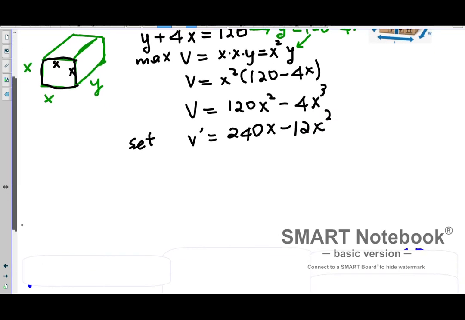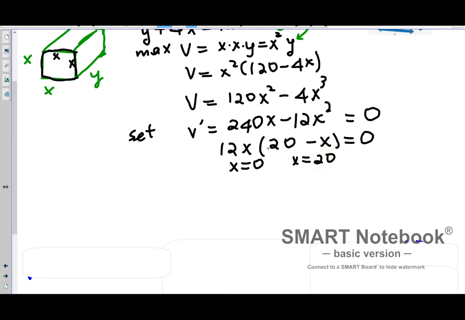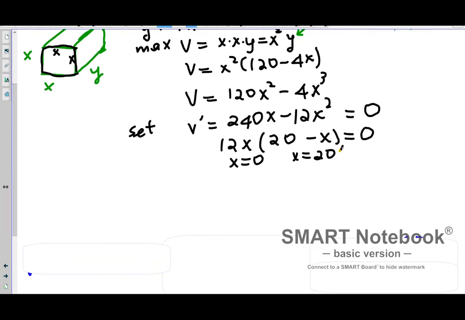Then let's set the whole derivative equal to 0. And to solve for this one, we're going to need to factor it out. I'm going to take out a 12x from both of the terms. That will leave us with 20 minus x equals 0. So that tells me either x is equal to 0 or x is equal to 20. And clearly you cannot have a box with one of the dimensions being 0, so discard that one. Just use x is equal to 20. The units for this problem were in inches, so that'll be 20 inches.